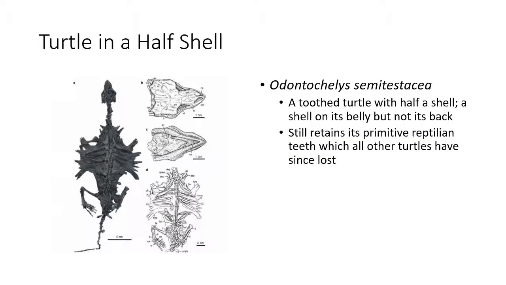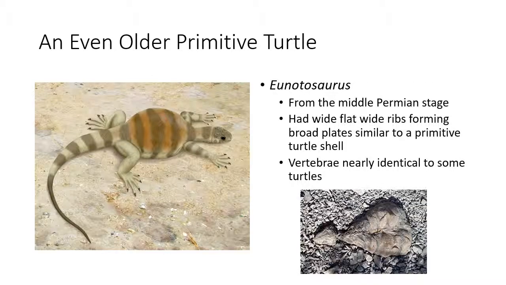So here's a toothed turtle, and modern turtles have lost their teeth, and it has half a shell on its belly but not on its back. And it retains the reptilian teeth, which all modern turtles have since lost. And here's perhaps an even older, more primitive type of turtle, where you have flat, wide ribs starting to form some kind of shape, and the vertebrae are fairly similar to some modern types of turtles, but it doesn't actually have a hardened turtle shell. But this is found in the Middle Permian era.